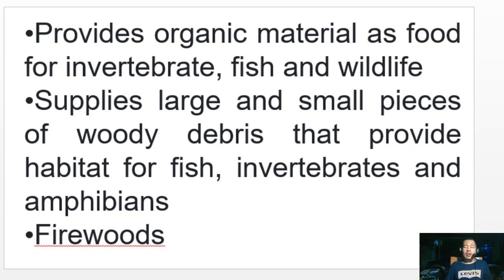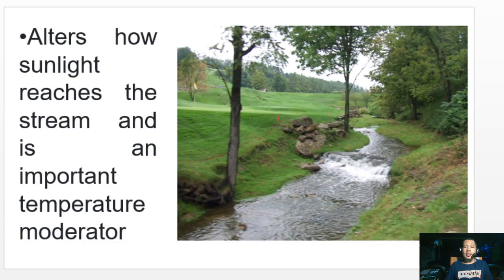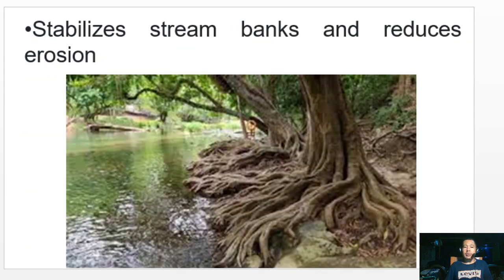The benefits of the riparian buffer is that it provides organic material as food for invertebrates, fish, and wildlife. It also supplies large and small pieces of woody debris that provide habitat for fish, invertebrates, and amphibians. It can also give us firewood. The trees in the riparian buffer alter how sunlight reaches the stream and are an important temperature moderator, because we all know that today the intensity of heat, or the temperature, is quite intense, especially during summer. So the trees stabilize stream banks and reduce erosion.